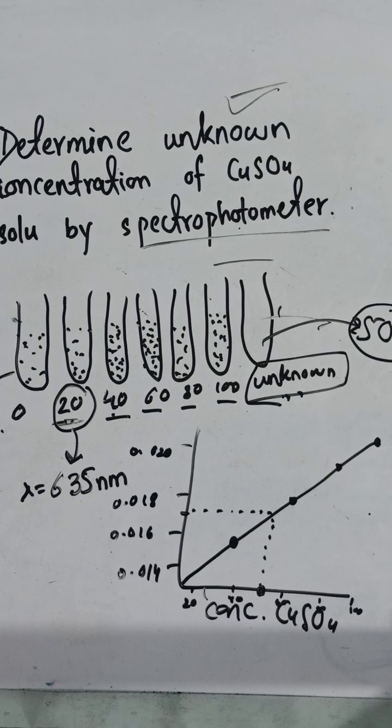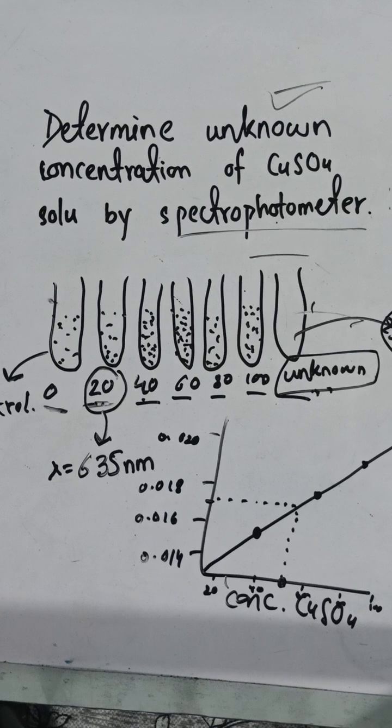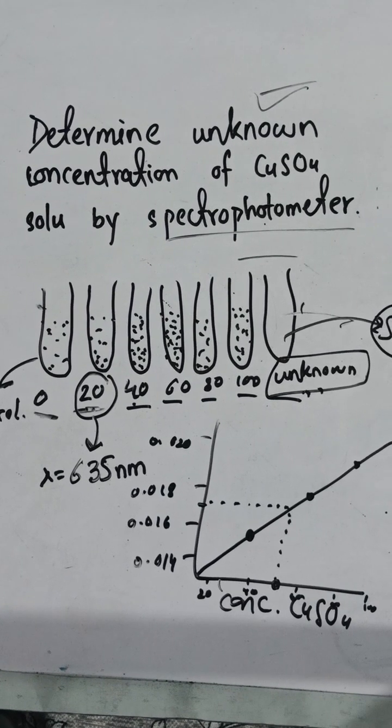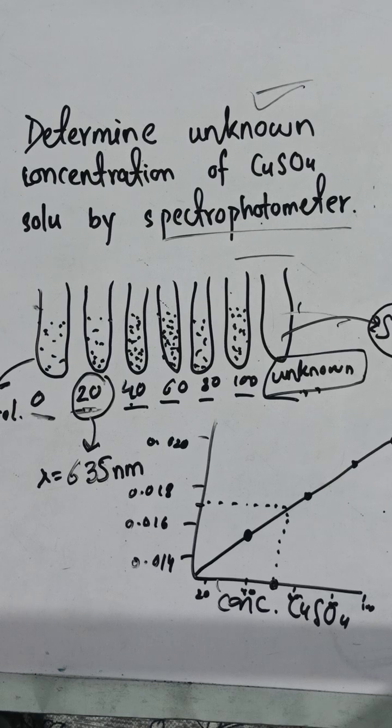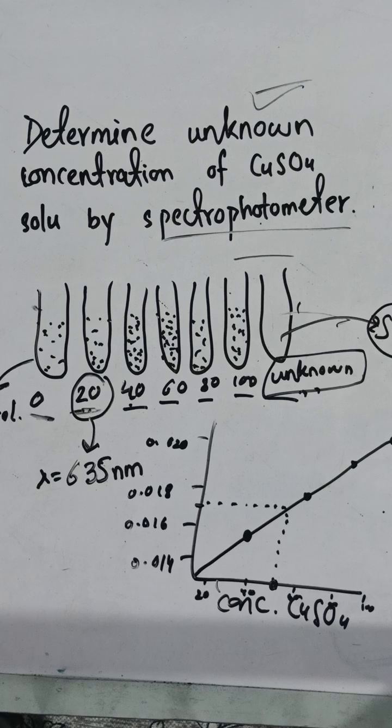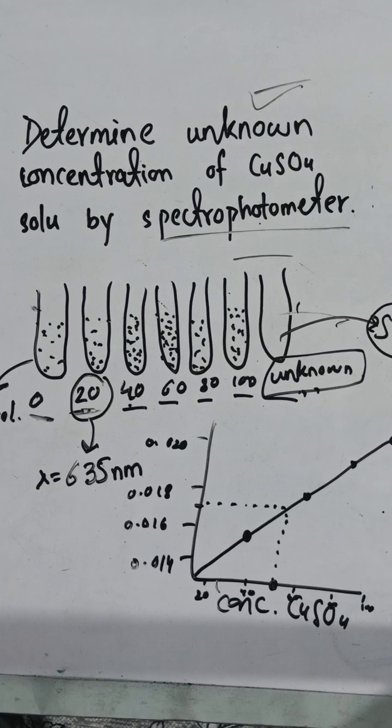Third is that you run a blank solution before the actual solution. Our blank solution is this, having zero concentration of CuSO4, which we consider as zero, because it only contains the water vehicle or the solvent in it. It has no concentration of CuSO4. So this is our control. You must run it with them, and you have to use a monochromatic light for it, not polychromatic.